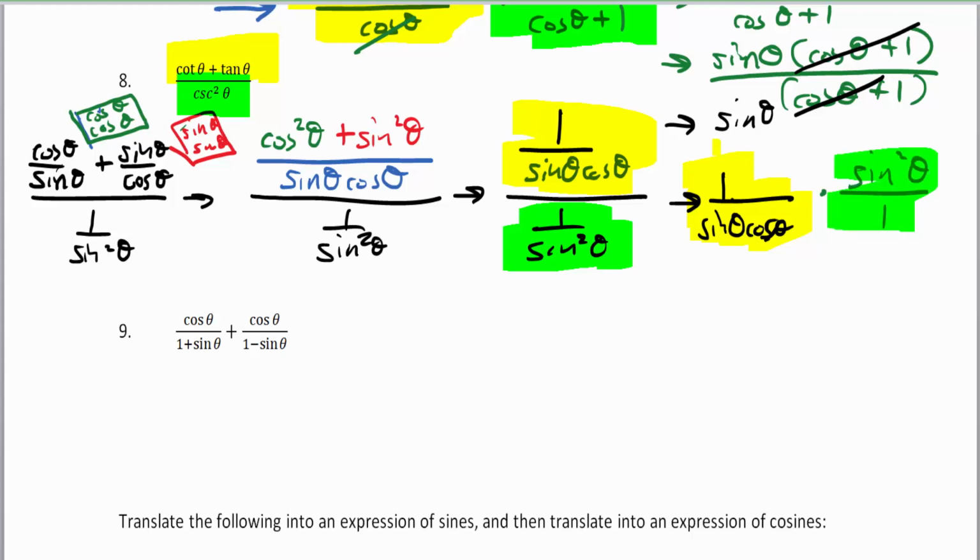Can we do some cross simplification? Sure can. We can take out one of those and take out one of those. So now we have sine theta over cosine theta, and sine theta over cosine theta is tangent. Yup, this whole answer is tangent. So cotangent theta plus tangent theta over cosecant squared theta is tangent theta. All right, should probably have a little arrowhead on top of that. There you go. Wow, this is crazy, right?